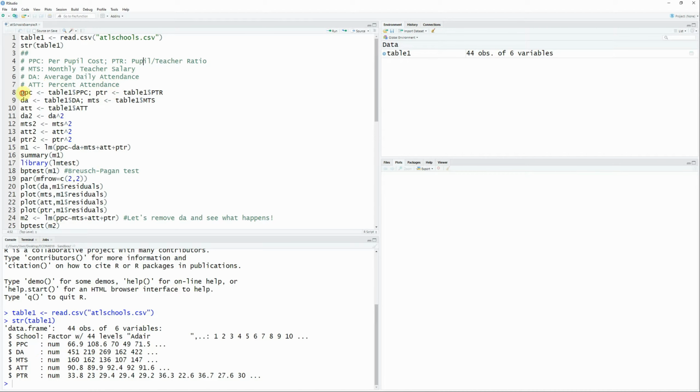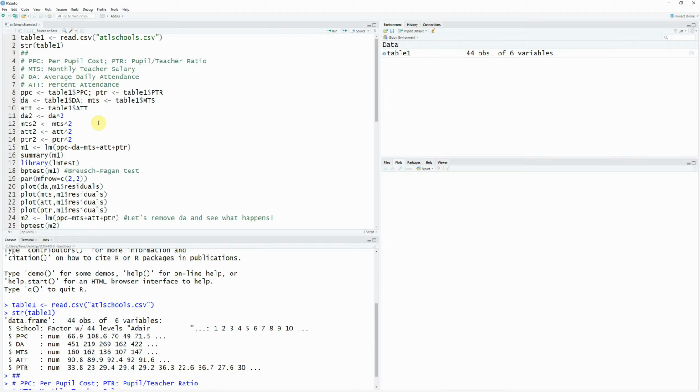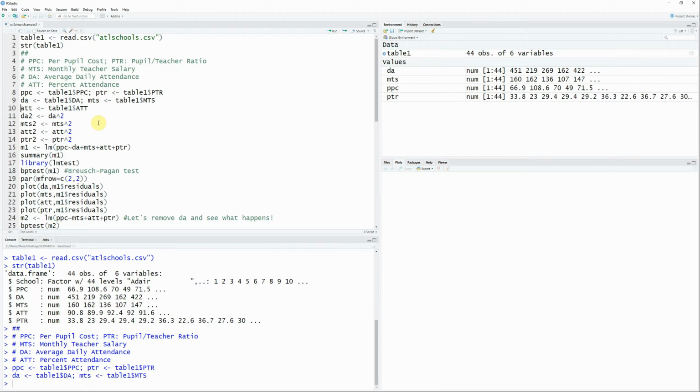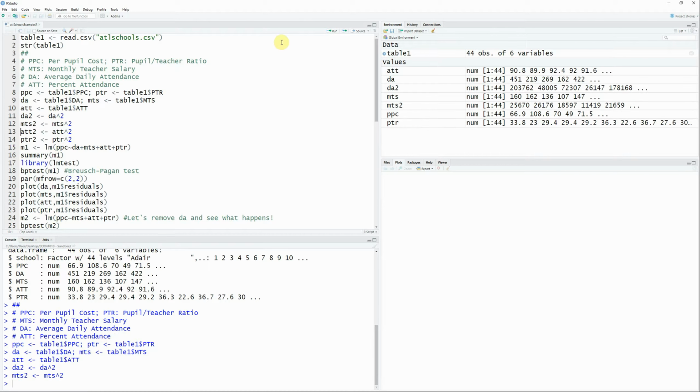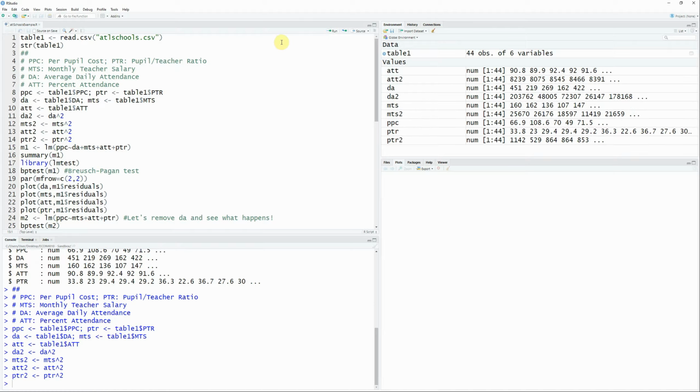We could use attach, but no, I'm going to use lowercase names for them. So let's run those lines, create our variable names. Because I want to use some Breusch-Pagan tests later with custom specifications that are going to use the quadratic form of our right-hand side variables. I'm creating these squared versions of my right-hand side variables as well.